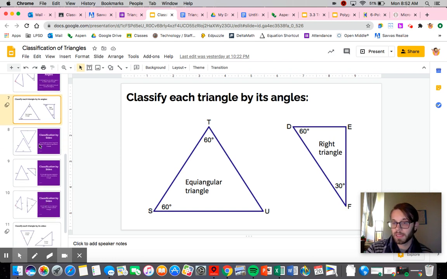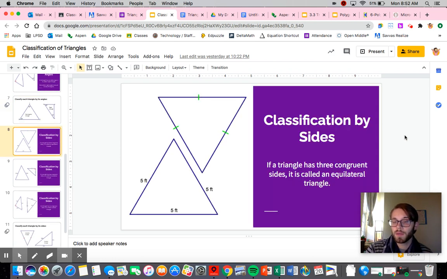Let's go to classification by sides. So in terms of classification by sides, if it has 3 congruent sides, it is equilateral. So equilateral means 3 sides are the same. Equiangular, the 3 angles are the same. Equilateral triangles are also equiangular. All right, so if it has the same side length, it has the same angle measures. Again, you can look at the tick marks, see if they're all the same, they're congruent. If you look at the measures where they're all 5 here, you'll notice that they must be the same.